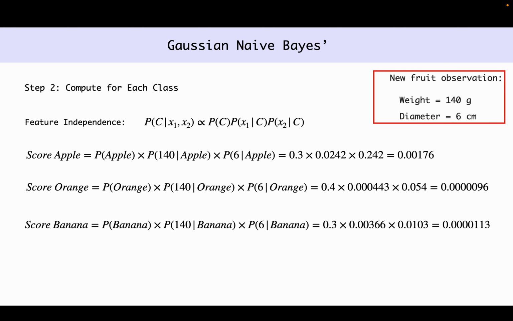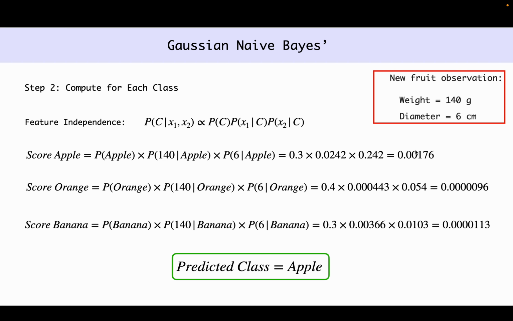Out of these three, we can clearly see that apple has the highest posterior score, and therefore we classify the new fruit as belonging to apple. So the predicted class is apple. An important thing to note is we never computed the denominator, which is the evidence, because it is common across all the classes. We are only finding the numerator. That's why we call them posterior scores instead of posterior probabilities. So that's how we apply Gaussian naive Bayes in this case.